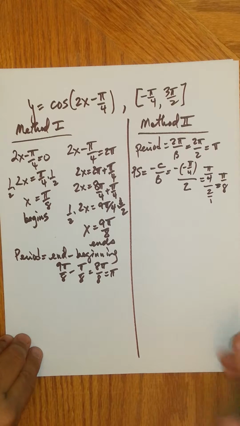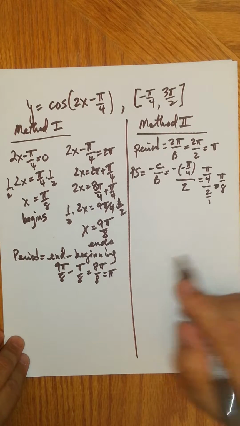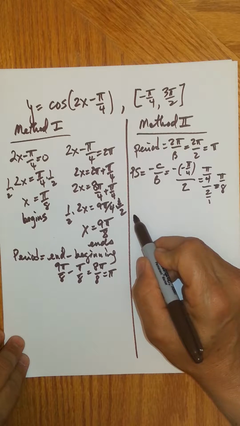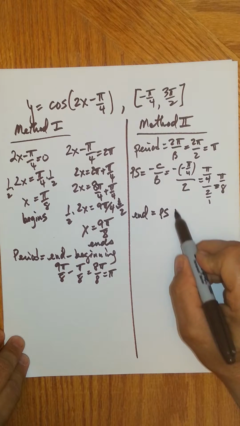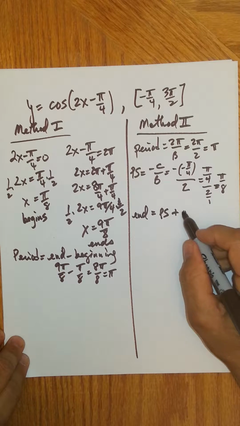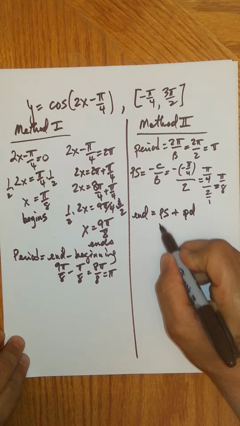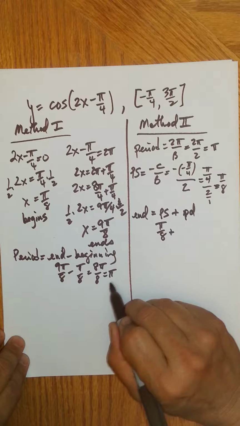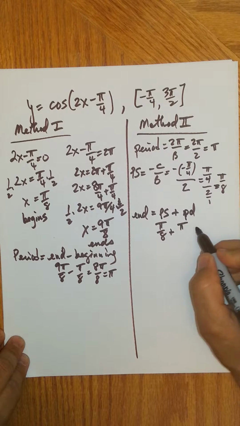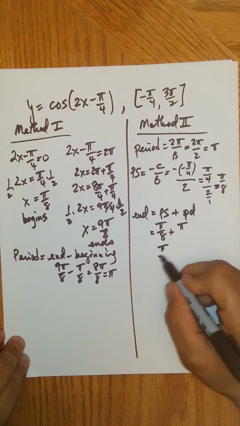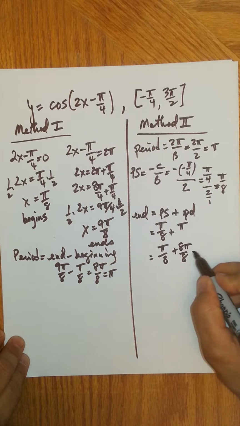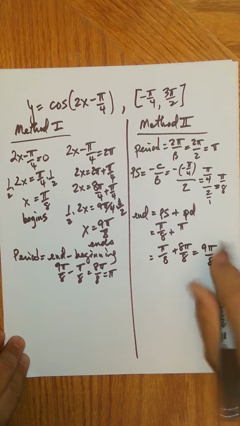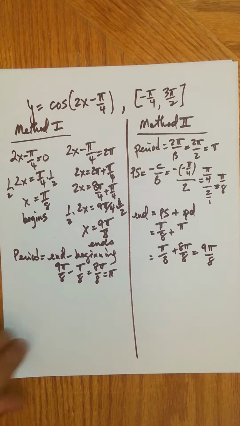All right. So that's my phase shift, and now the end of the wave is equal to my phase shift, where I begin the wave, plus the length of the wave, which is the period. So pi over 8 plus pi, which is pi over 8 plus 8 pi over 8, which is 9 pi over 8, is where the wave ends, and that's what we got here. So whichever method you use, you're going to get the same things.